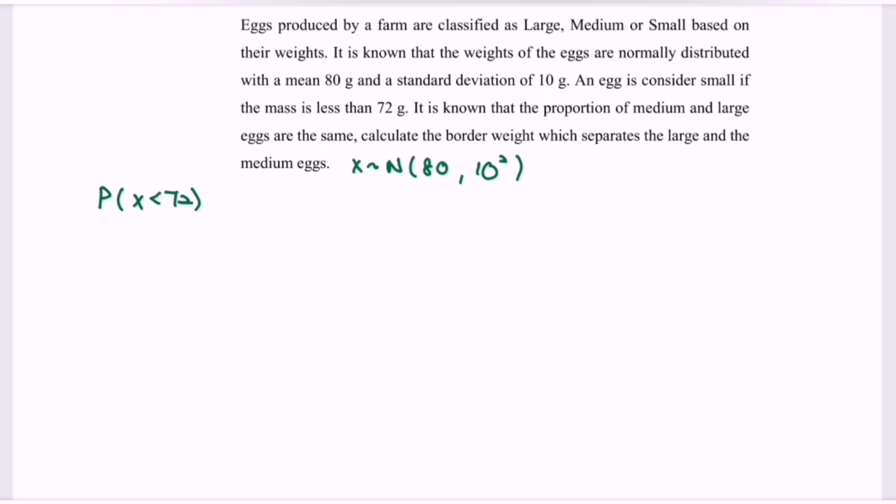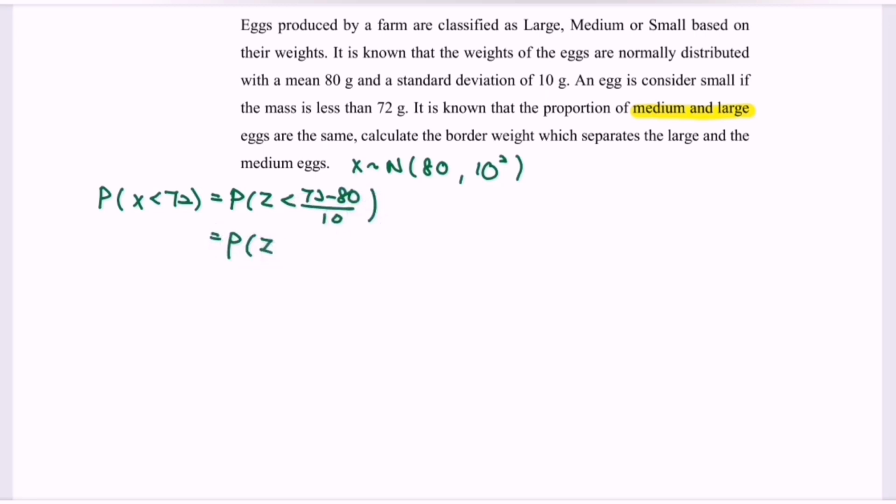It is known that the proportions of the medium and the large are the same, meaning that here they will have 2x. Calculate the border weight which separates the large and the medium eggs, meaning that the weight. So focus on the question. First, what we have to do is to standardize. We have Z less than (72 minus 80) over 10.